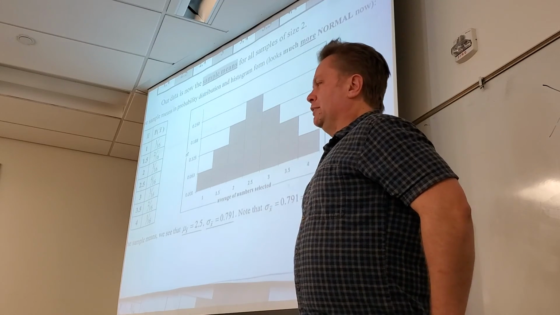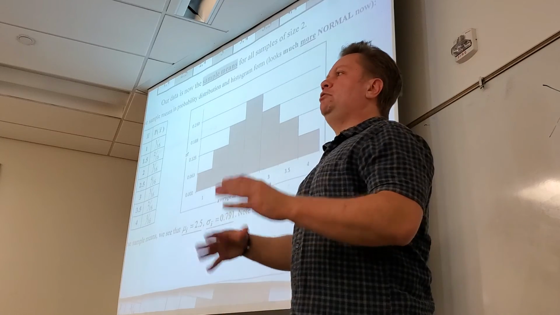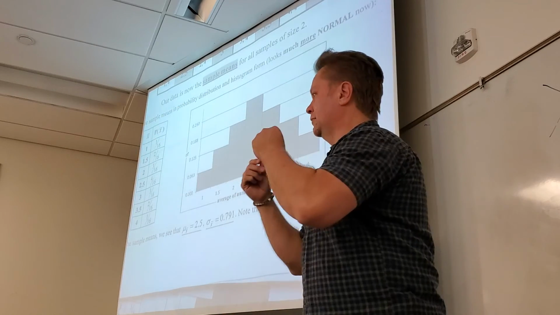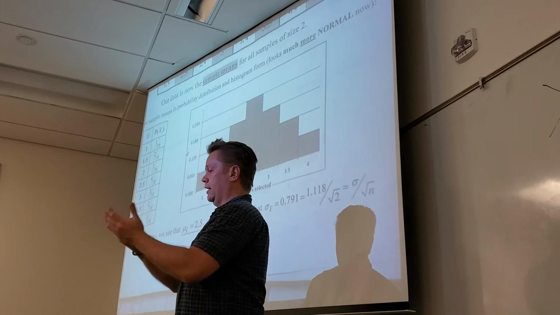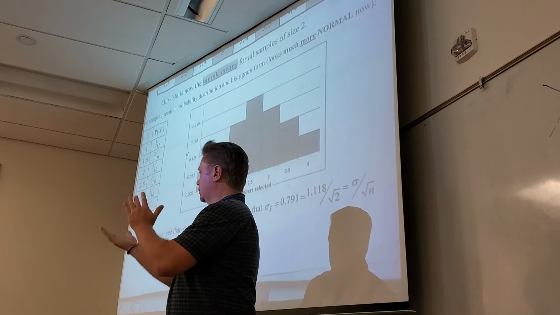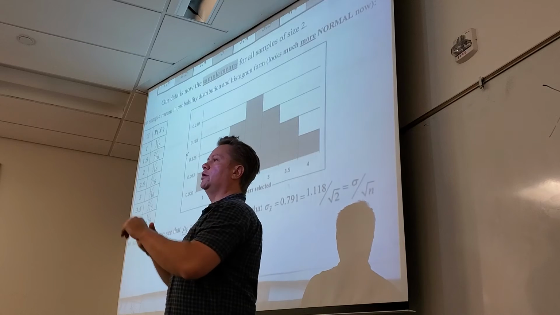But what do I really, really want to know? More normal. When is it normal enough? Remember that? Because then if I know it's normal enough, what can I use? That has all the answers on it. Z-score chart. Kick ass.